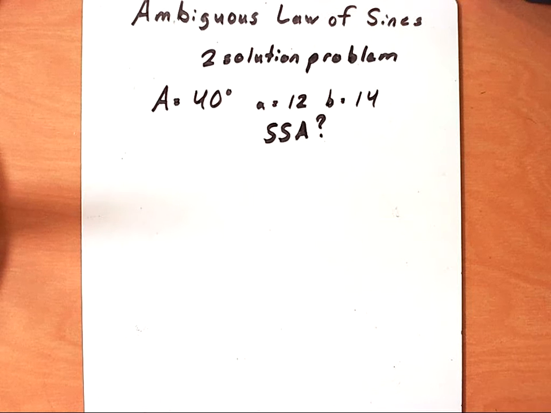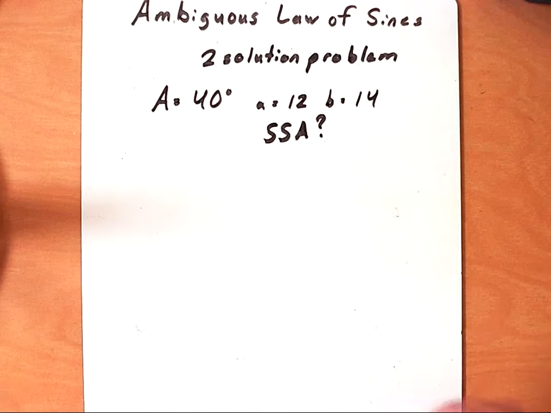It could possibly give you 0 solutions. It might give you 1 solution, which is what we are used to with solving the law of sines, or there's a possibility that you could wind up with 2 triangles from the given information. So today we're going to look at an instance where you would wind up with 2 triangles from the given information that we have. So we have angle A is going to equal 40 degrees, side A is going to equal 12, and side B is going to equal 14.